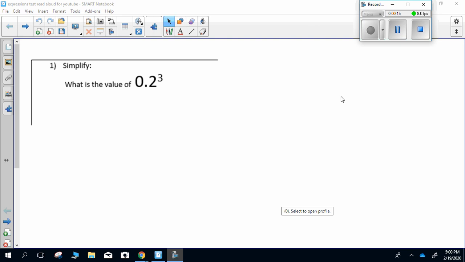Question number 1, simplify. What is the value of 0.2 raised to the third power? Please make sure that you do your work and then write your answer down below and make sure that your teacher can see your decimal point.